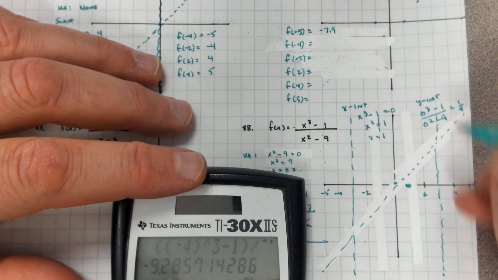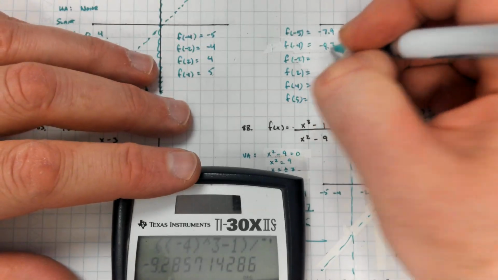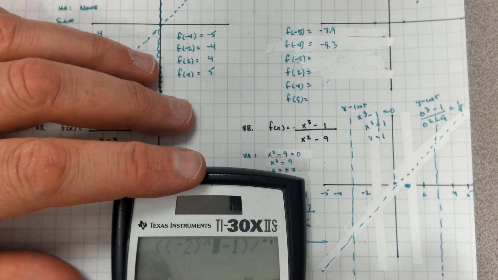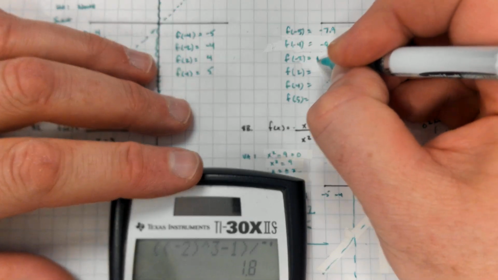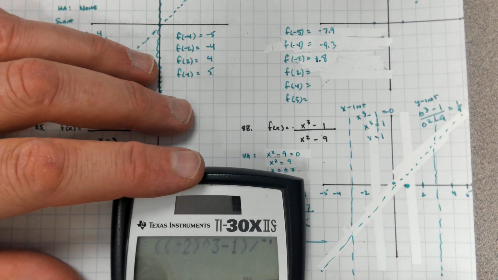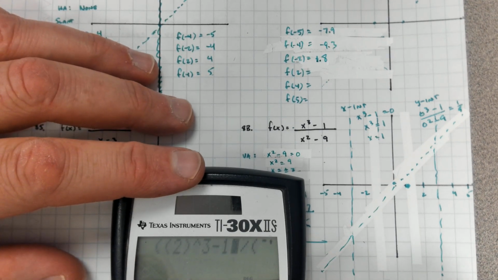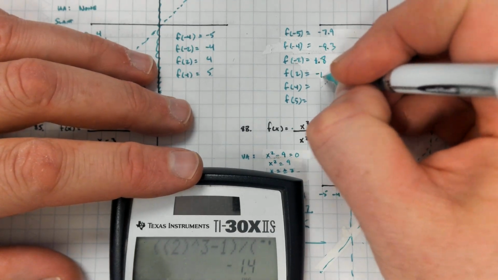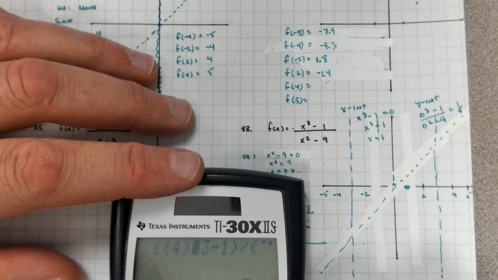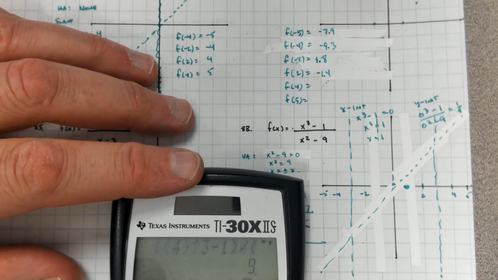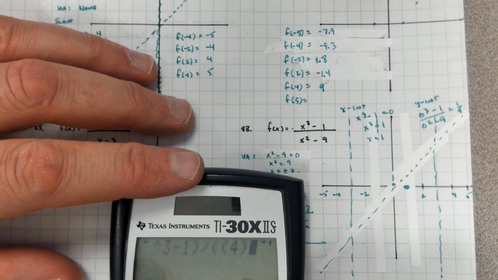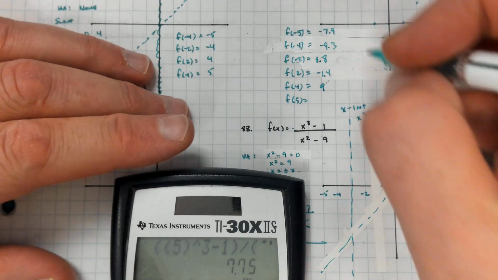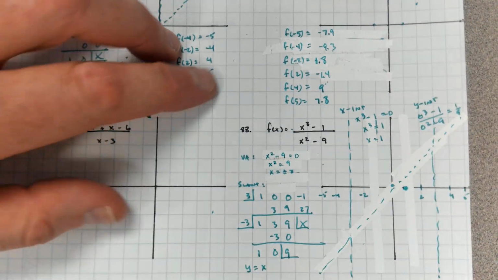And that gives me negative 9.3. And negative 2, that is 1.8. Positive 2, that's negative 1.4. And then 4 gave me 9, and 5 finally gave me 7.8. Alright, let's plot all those points.